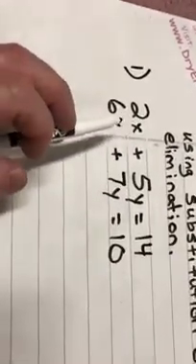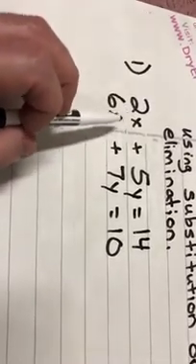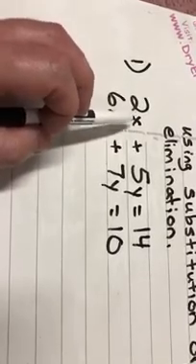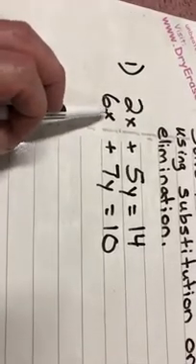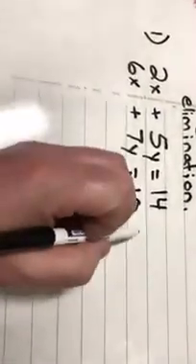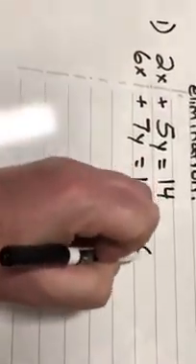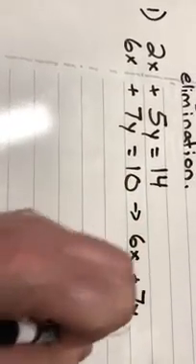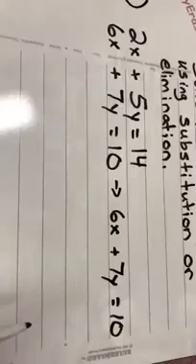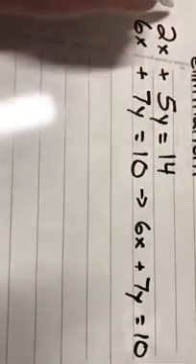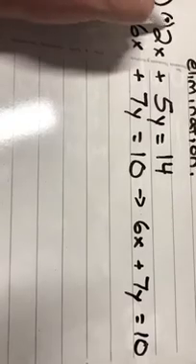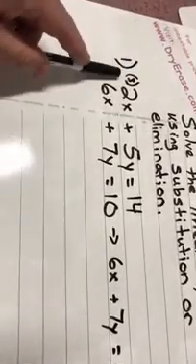So I'm looking at this one. Now nothing's isolated, so it looks like I'm going to have to eliminate. And it seems to me that what I want to do, at least for me looking at this, is I want to take 2x and I want to multiply everything by 3. Because then that will give me 6x here. So this second equation, 6x plus 7y equals 10, is going to stay the same. And then I'm going to take this equation and I'm going to multiply everything by 3. 3 times this entire equation.